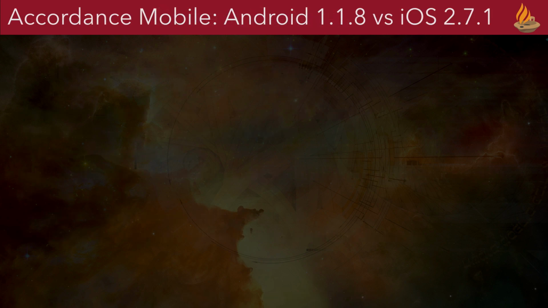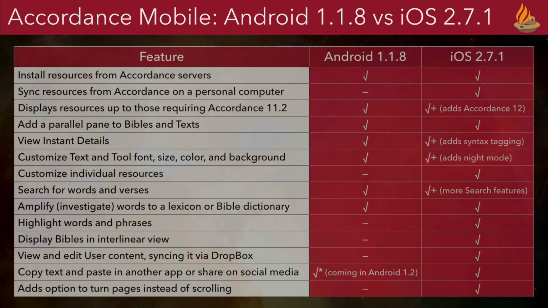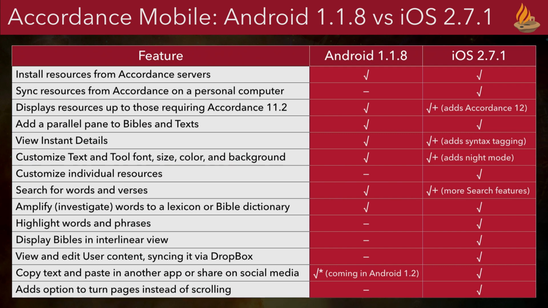Considering moving from Accordance's iOS app to Android, you should know that the current Android app lacks a number of features now included in the more mature iOS app. This table compares the most important features of the two. A check indicates the feature is included, a dash that the feature is not available. A check plus means the feature is available and includes additional functions.